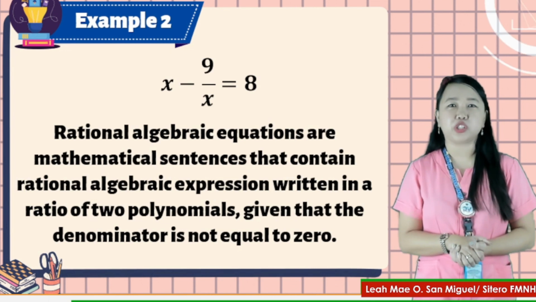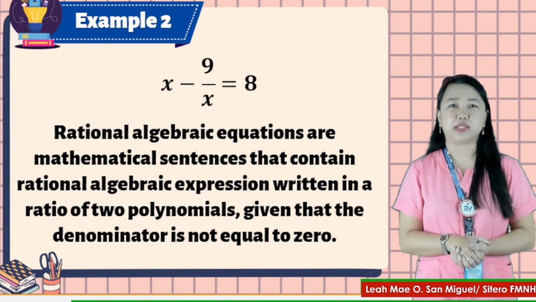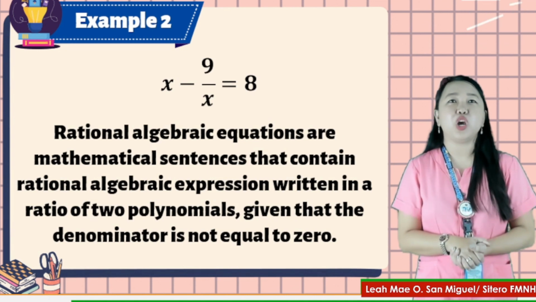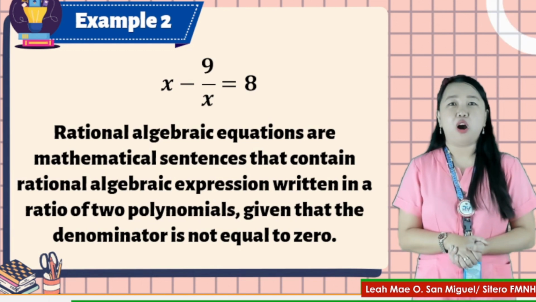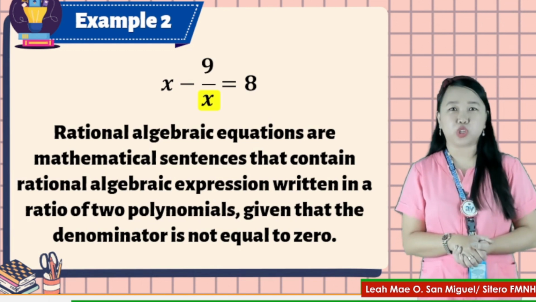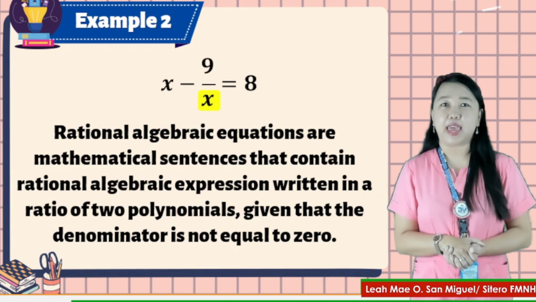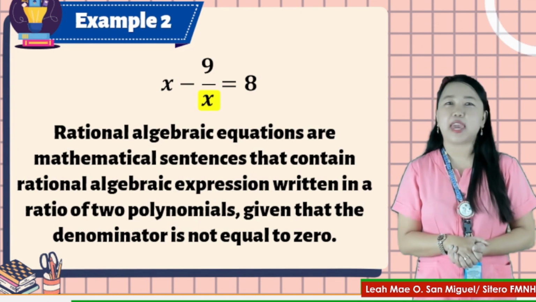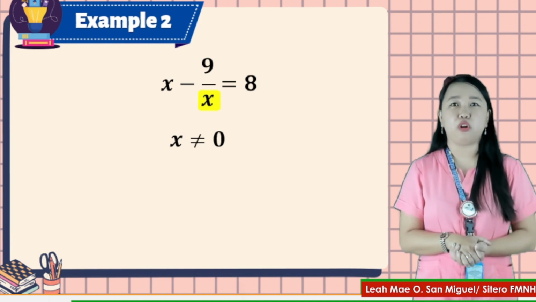Rational algebraic equations, but not all, are transformable to quadratic equations. Since we are talking about these types of equations, you must have prior knowledge of rational expressions. Also, in this type of equation, we see a variable in the denominator. And since x is one of the denominators, the value of x can't be equal to 0. Otherwise, the expression 9 over x is undefined.